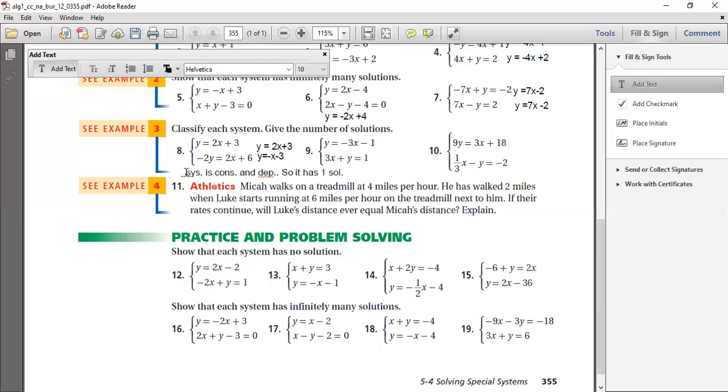Now, let's do question number 9. Question number 9, I will write the answer here because I don't want you to get confused there. So I will do question number 9 here. This is question number 9.